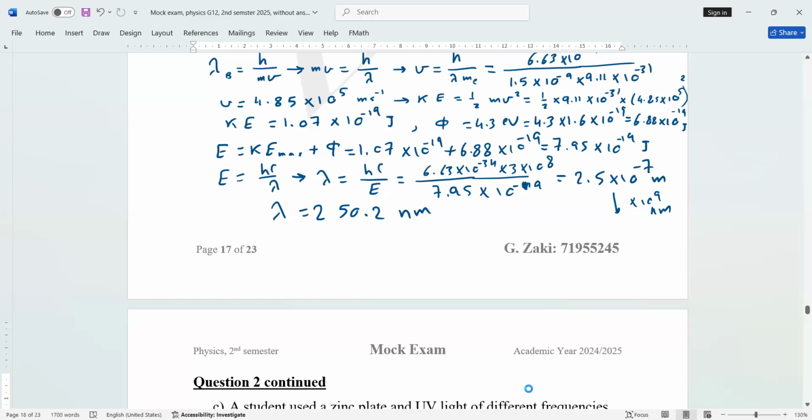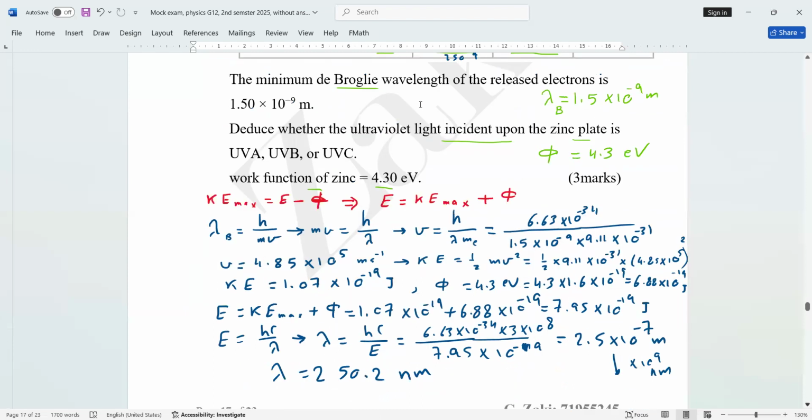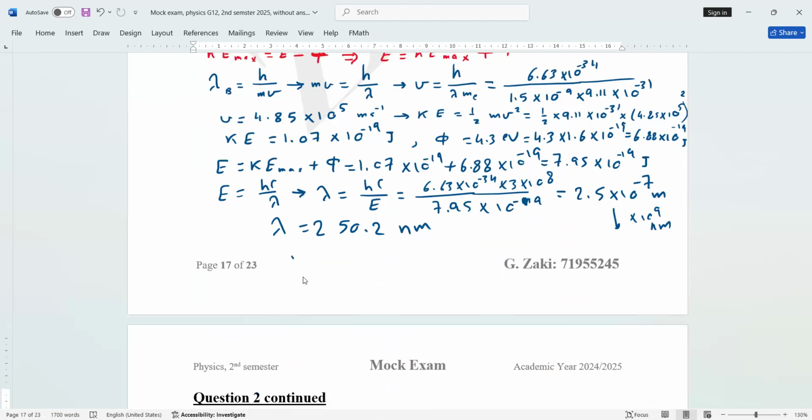It is ultraviolet. Yes, 250 is here, so it's UVC, or ultraviolet C. So the answer is ultraviolet part C. This is a long question. It has many calculations. Now, we still have another part of this question.